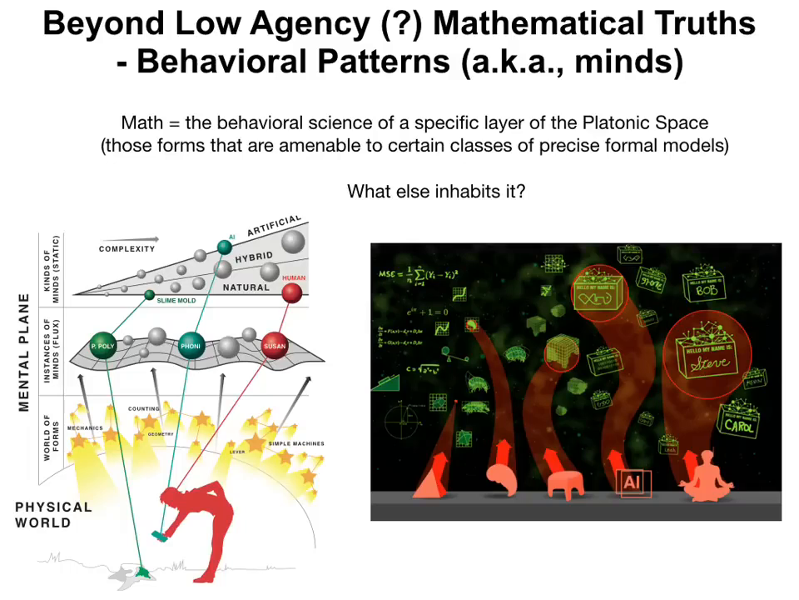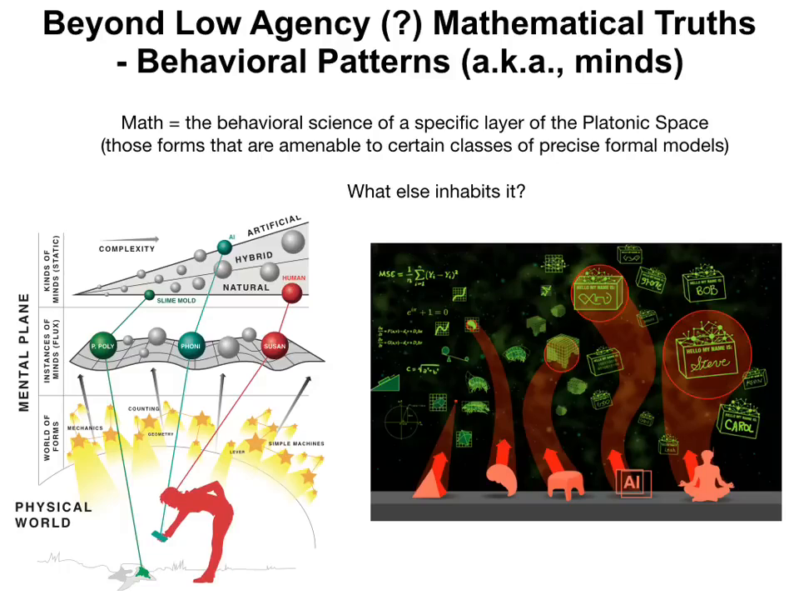space. In other words, let's assume for now that what mathematics kind of is, is a kind of behavioral science applied to one specific layer or one specific region of this Platonic space. In other words, it's the science of the behavior of kind of low agency forms that are amenable to certain classes of precise formal models and so on. Then one might ask, well, what else might be in that space? In addition to those things, might there be much more complex and active forms that we would recognize as behavioral propensities, aka kinds of minds?